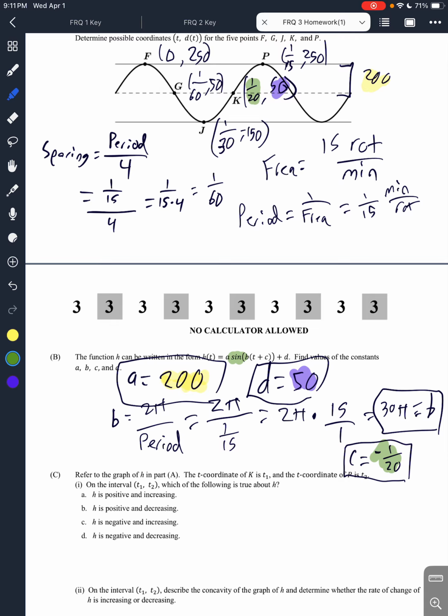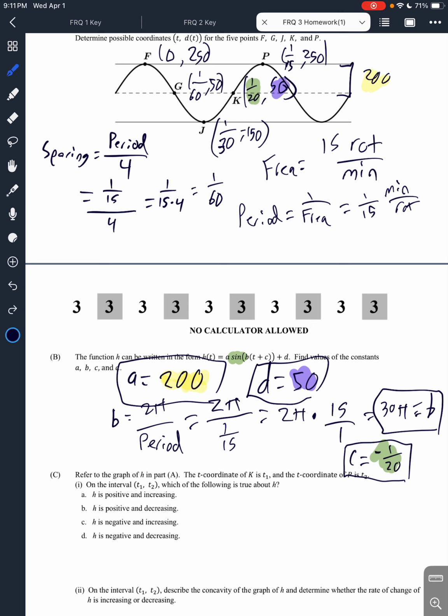If this was cosine, instead of picking K, you could pick either P or F, because those are at the top going down, which is where cosine started. Okay, almost done with this. Part C.